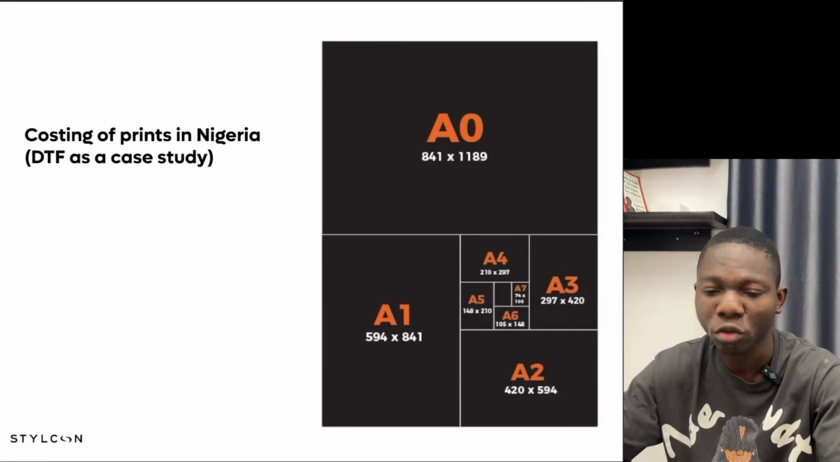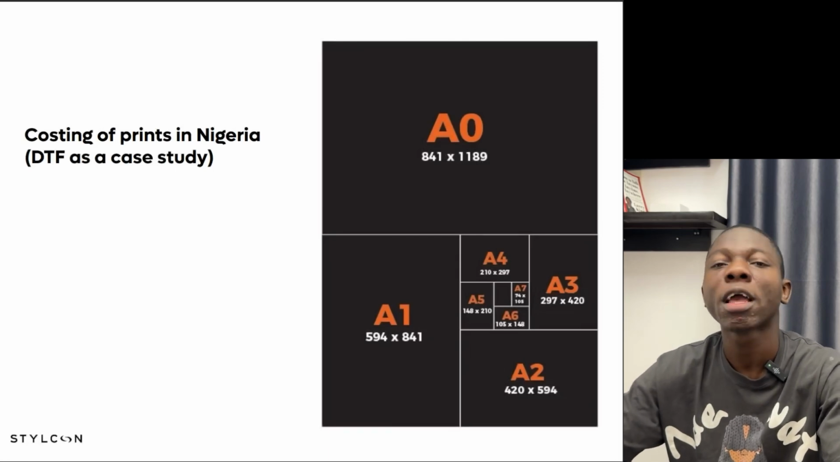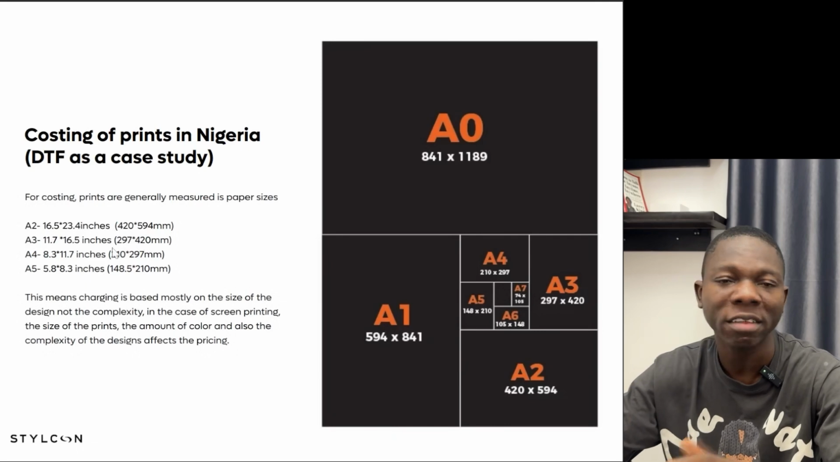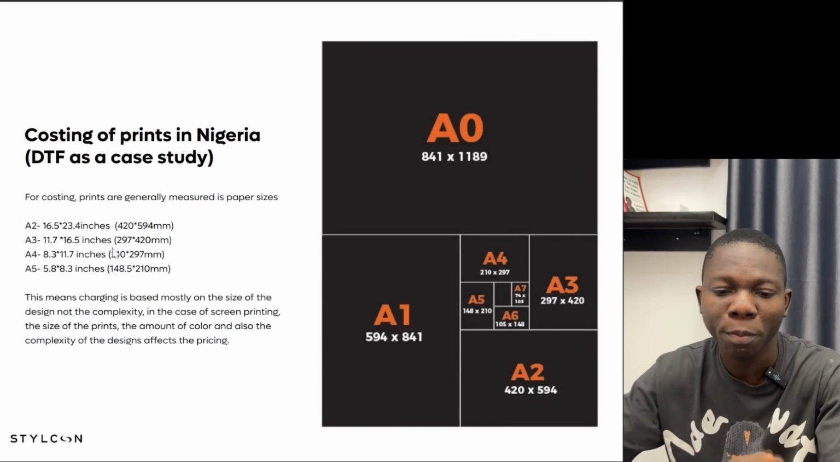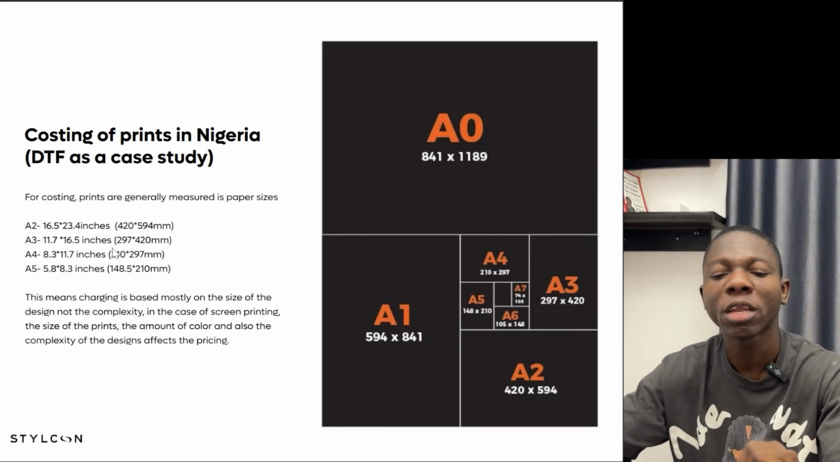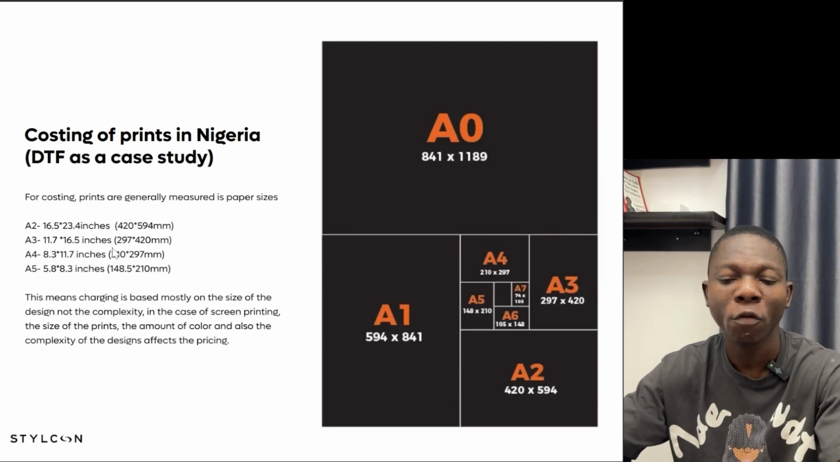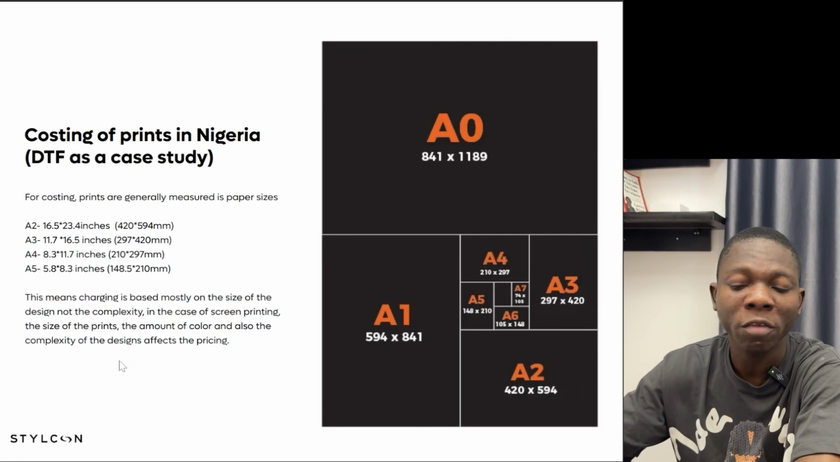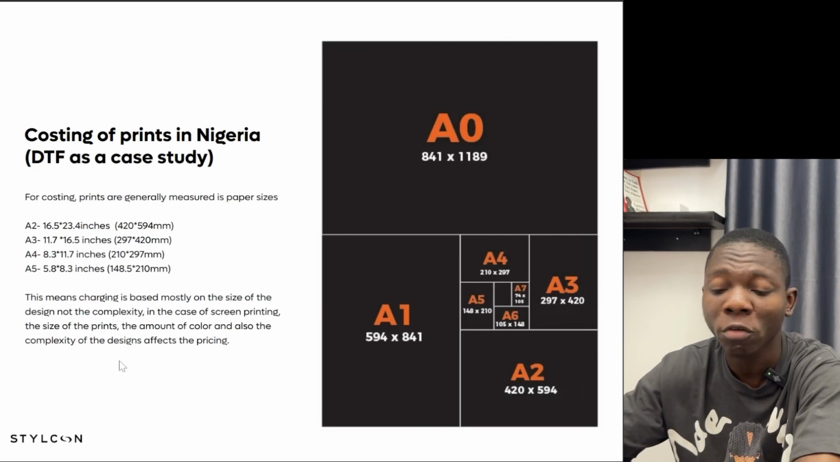So, costing of prints in Nigeria. I'm using this here as a case study. For costing of prints, I want you to understand that prints are generally measured in paper sizes. It means if you pay for a print, even if it's screen printing, embroidery, DTF, majorly DTF, DTG, you pay for it in paper sizes, meaning A2, A3, A4, A5. This is how it's charged. In cases of screen printing, the size of the print, amount of color, and the complexity of design are also factors that influence the pricing.